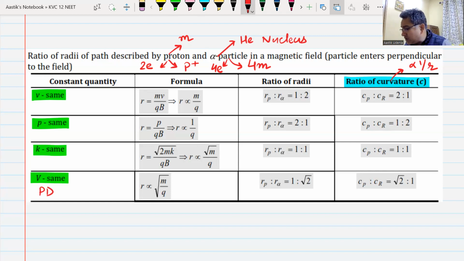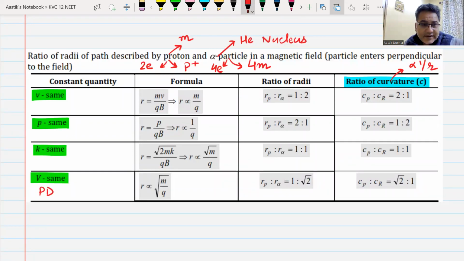I gave you 2 minutes to note down this table. This is not a table, beta. These are questions that have come in your exam. These are questions that will come in your exam. So I'll give you 2 minutes to note them down. So I guess you have noted this down.